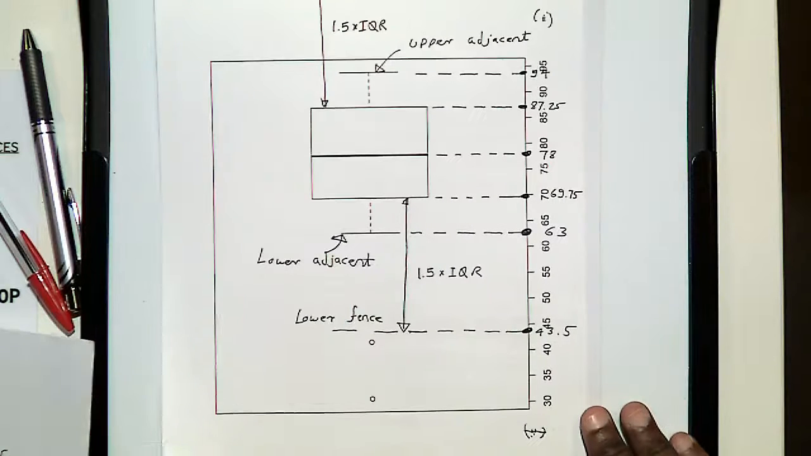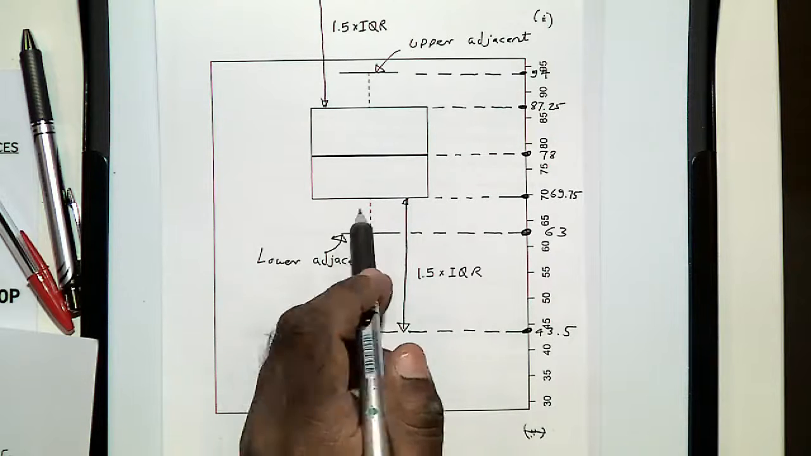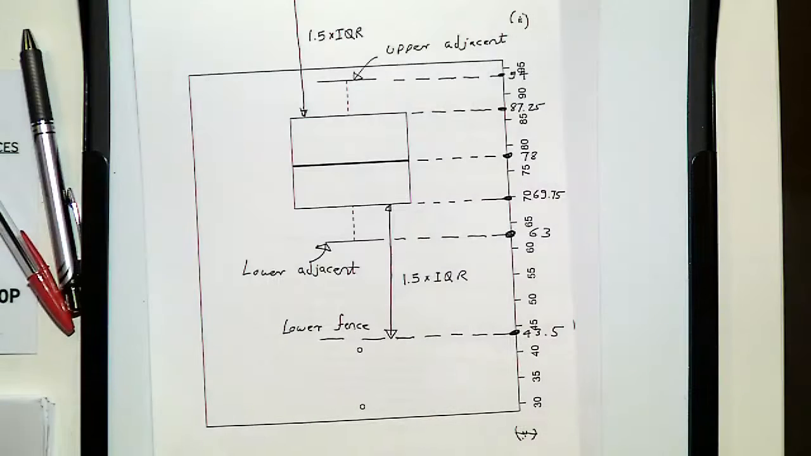So I know it's kind of messy doing a box plot, but you need to get all the points correct. So you need to do the lower fence, the lower adjacent, the first quartile, the median, the third quartile, the upper adjacent, and the upper fence. Any questions, guys? All right.